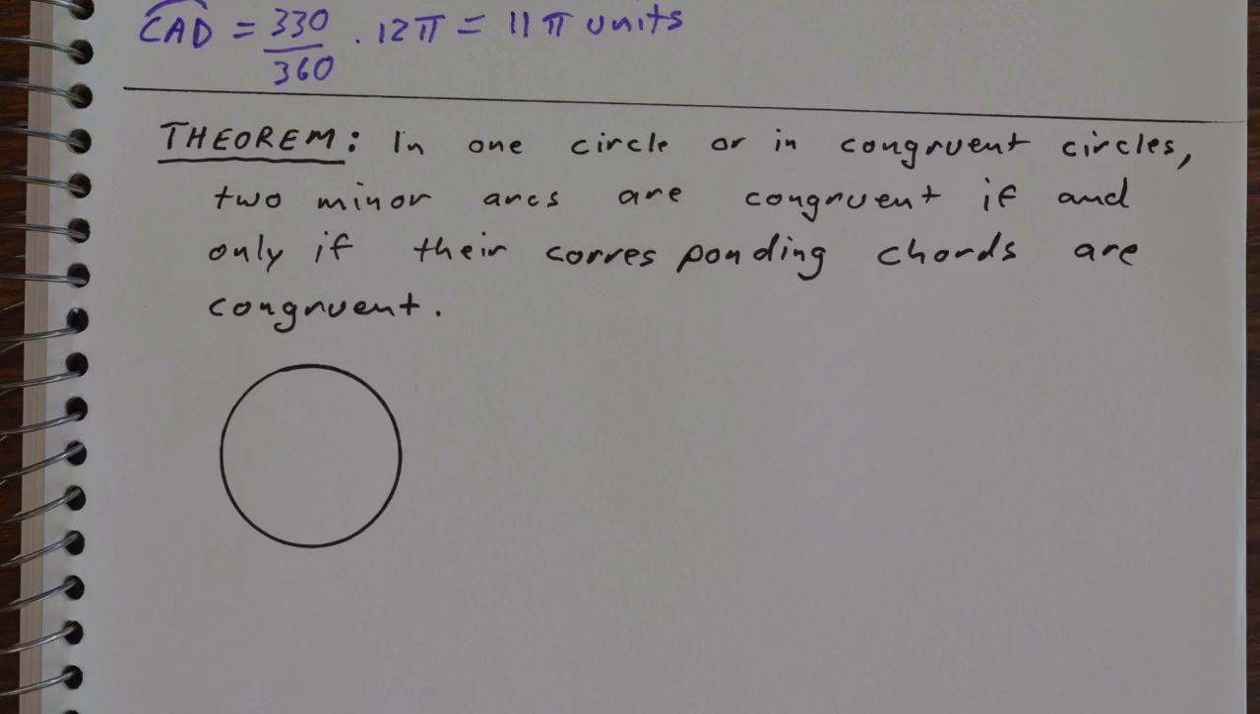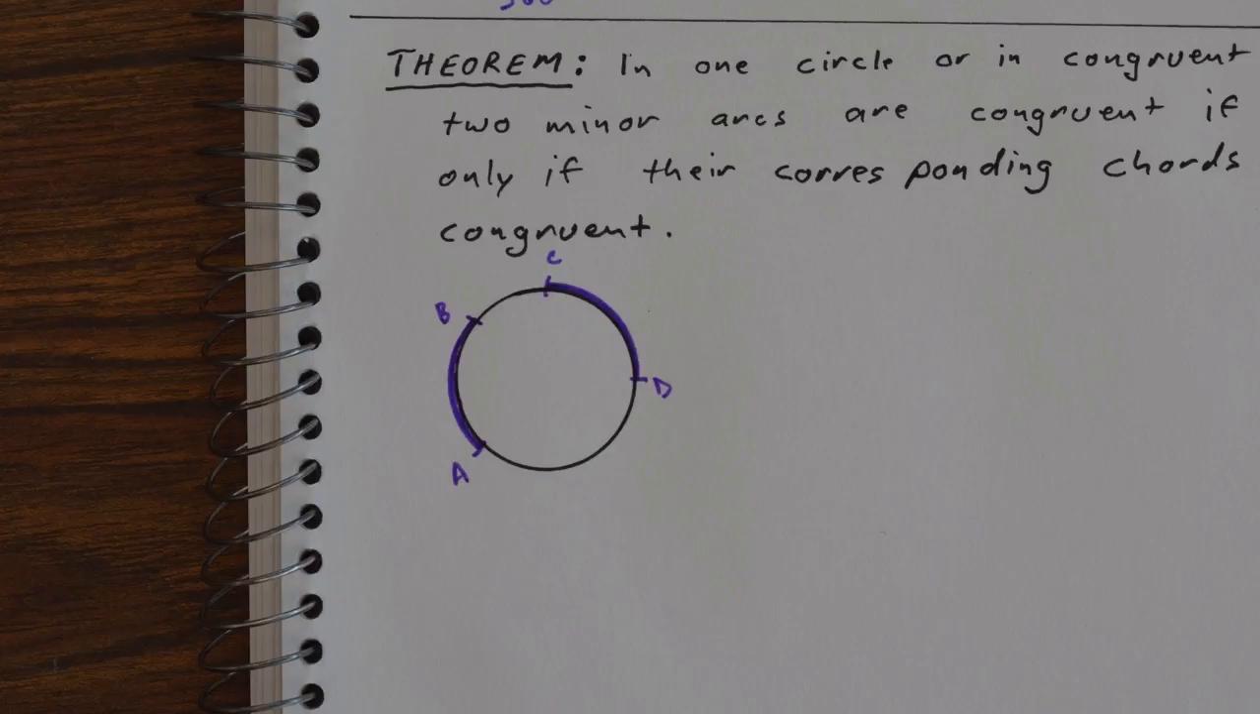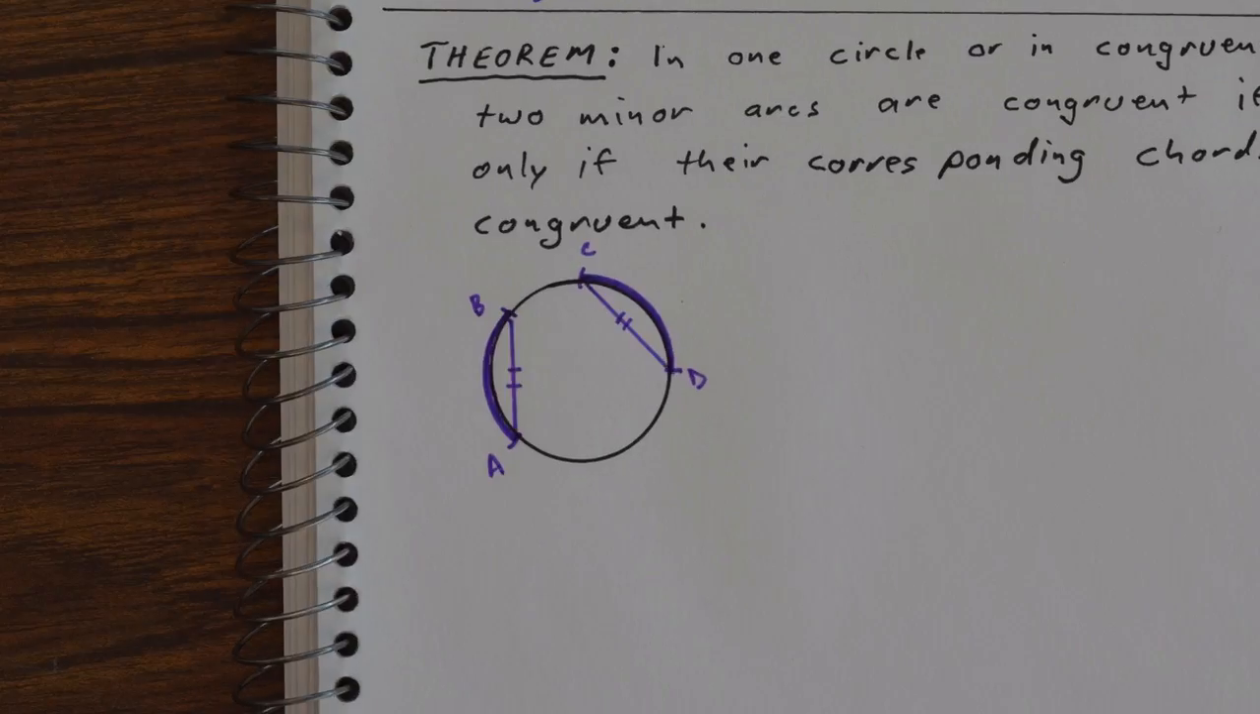So in other words, we've got a circle, and we have these two minor arcs. Let's say arc AB and arc CD. I know that those two arcs are congruent if and only if the chords that correspond with them are congruent. So kind of like contact lens-like shapes.